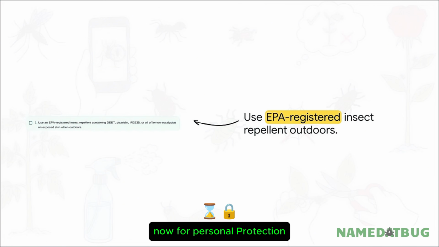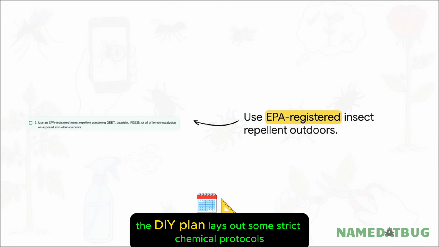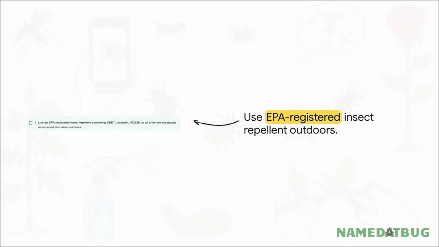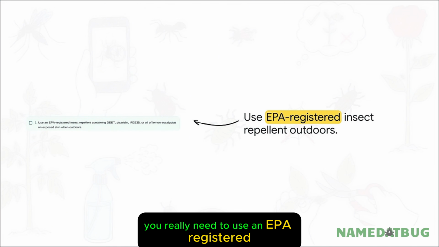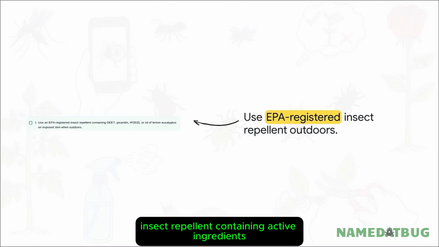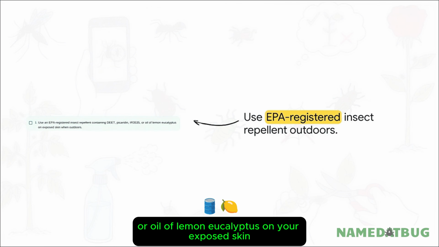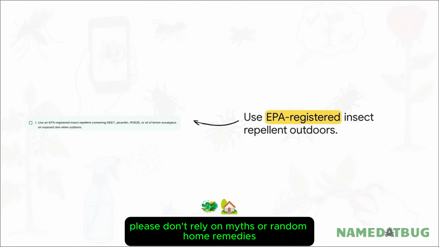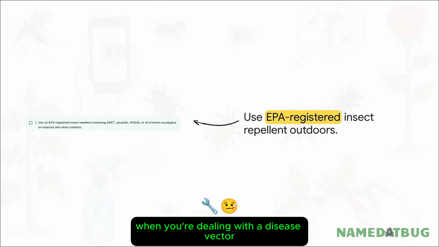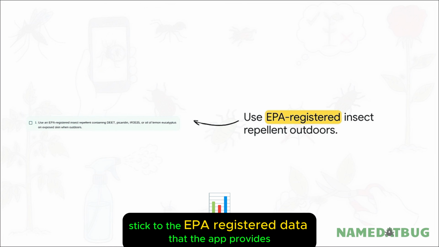Now, for personal protection, the DIY plan lays out some strict chemical protocols. You really need to use an EPA-registered insect repellent containing active ingredients like DEET, picaridin, IR3535, or oil of lemon eucalyptus on your exposed skin. Please don't rely on myths or random home remedies when you're dealing with a disease vector this aggressive. Stick to the EPA-registered data that the app provides.